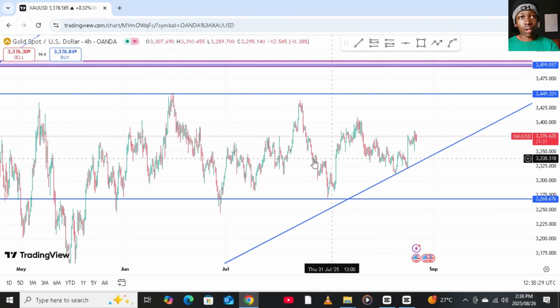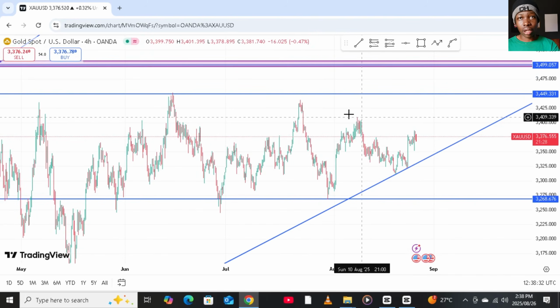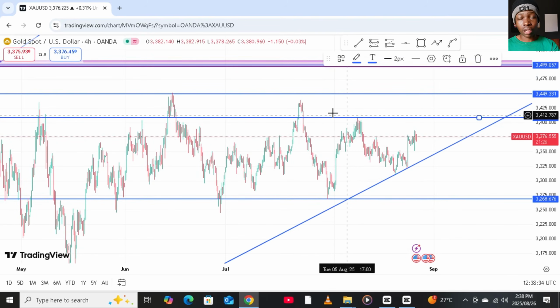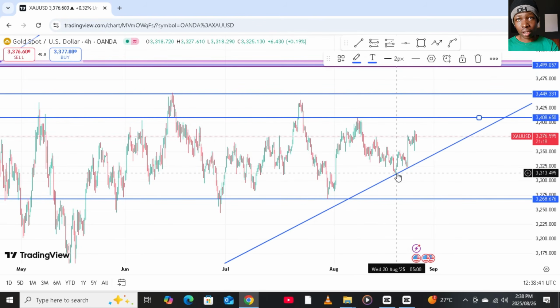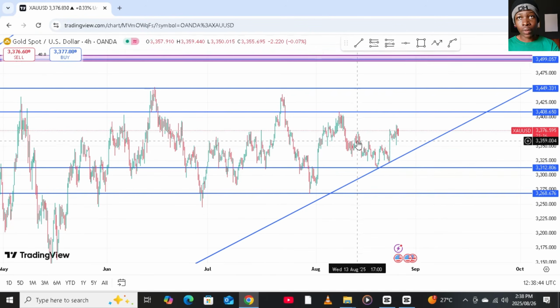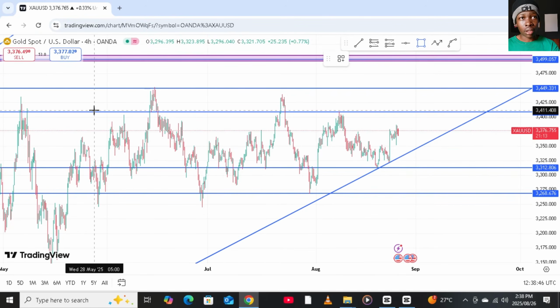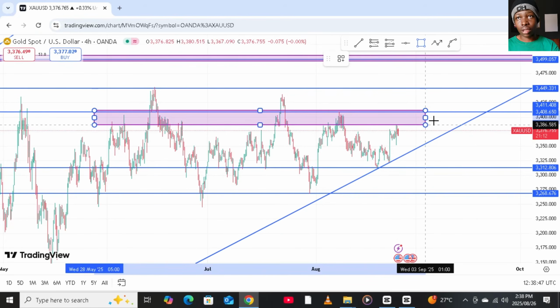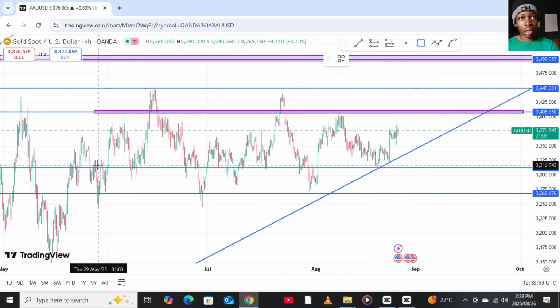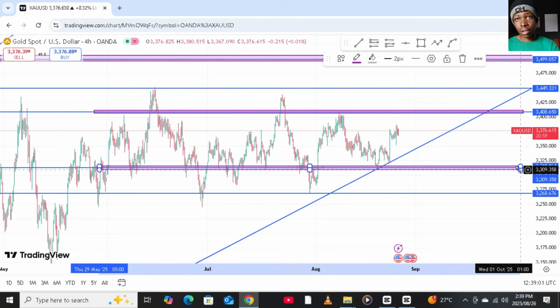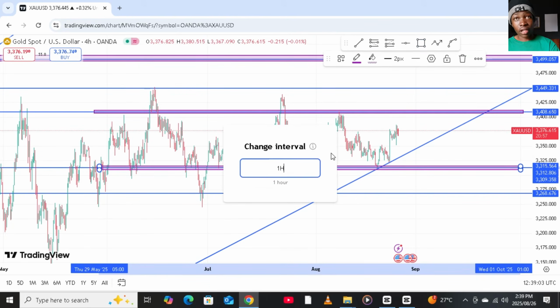So what you need to do is just draw another line right here. I don't want my lines to be as many as possible, so I'll just draw it right here, and then draw your current lowest point, which is right here. Now mark this one as your current resistance, right? Then mark the other one as your current support, just like this. Now move down to your 1-hour time frame.